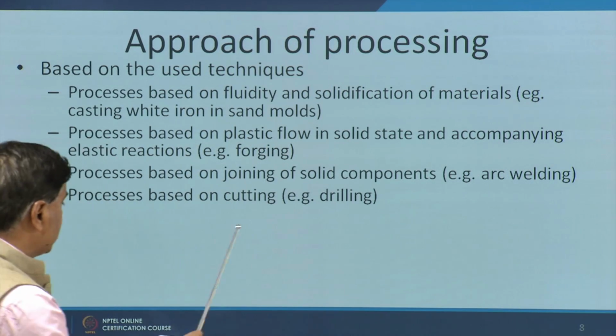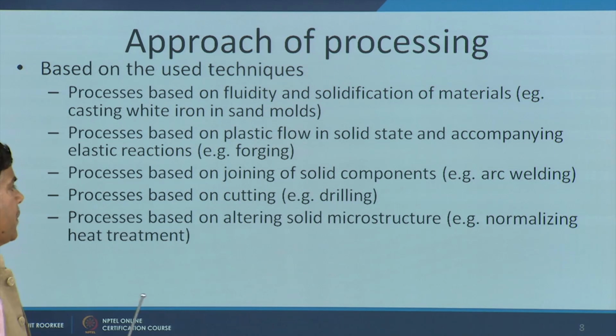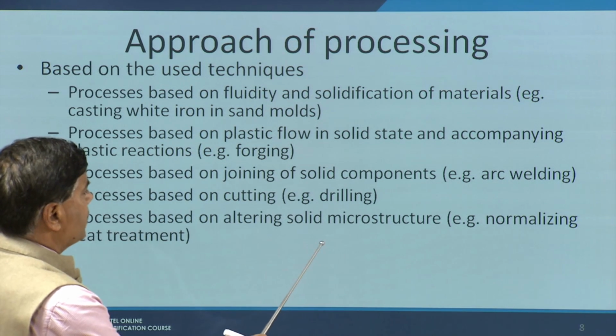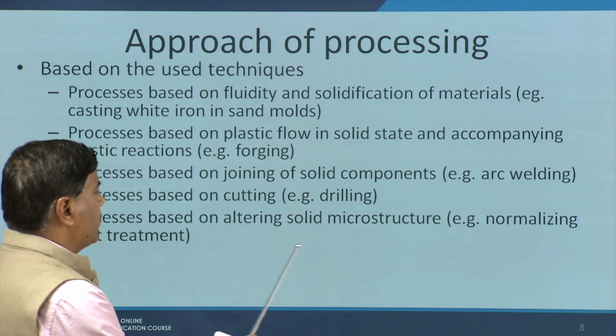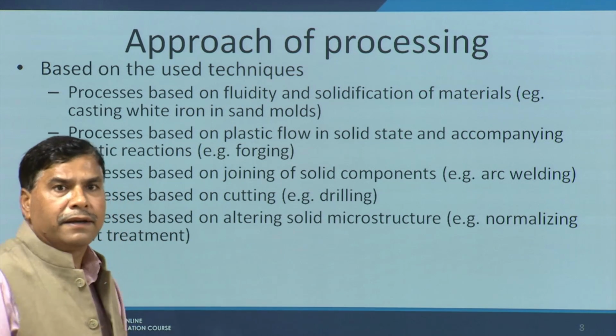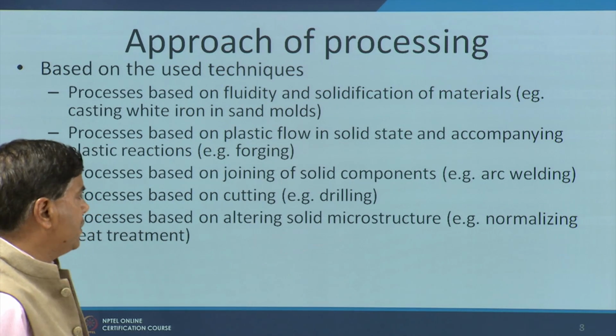The processes based on cutting, like drilling, milling, machining, are another group of processes. Then there are the processes based on altering the microstructure, the solid microstructure. This group of processes is used for altering the properties of the material through the heat treatment approach.